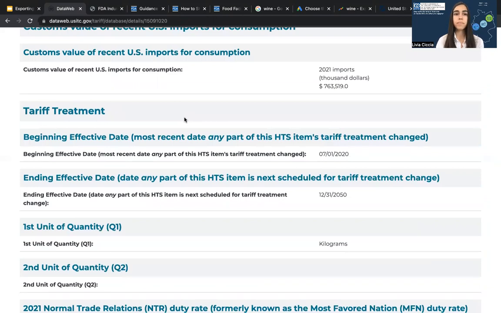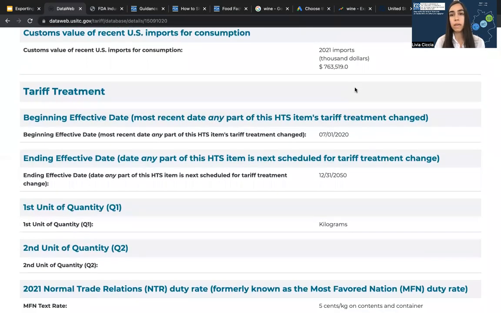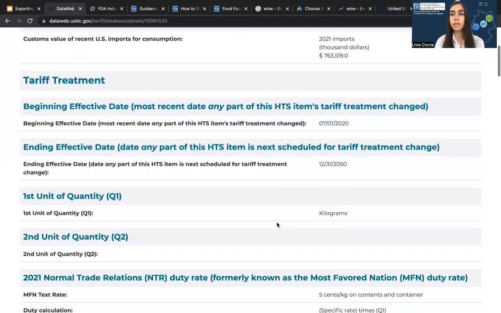And this is also quite important data when looking at the market, because it tells you the customs value of recent US imports for consumption. And this might be very interesting for you when exporting.